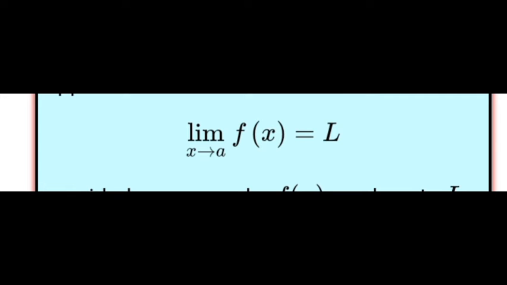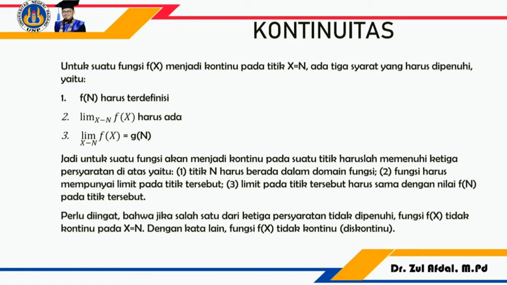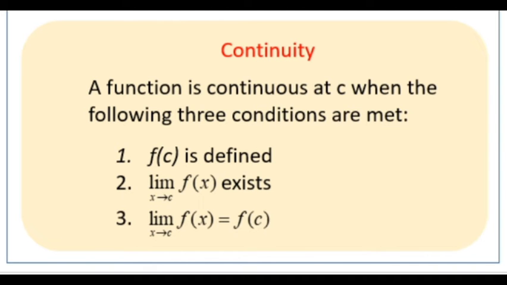Now we talk about the continuity. A continuous function in mathematics is a function which, explained intuitively, has the property that a small change in its input results in a small change in its output. Otherwise, the function is said to be discontinuous. A continuous function with a continuous inverse function is also called bicontinuous.